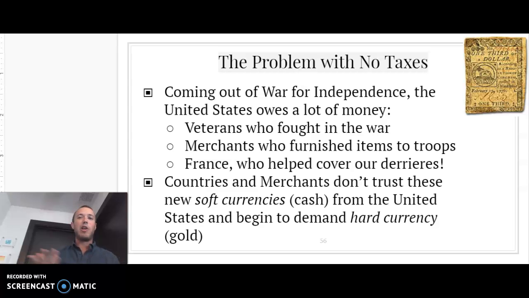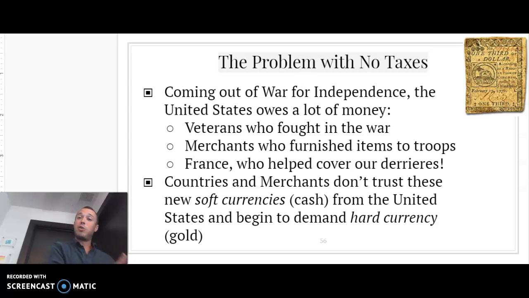I don't trust this. How long is Rhode Island going to be around anyway? So I want gold. I want silver. I want the hard currencies. I want currencies that actually, they're good everywhere. And this trickles down. So the people who merchants buy stuff from, they're like, we want gold. So the merchants have to go to who they sell stuff from, and they're like, I can't take your currencies anymore. I need gold instead.